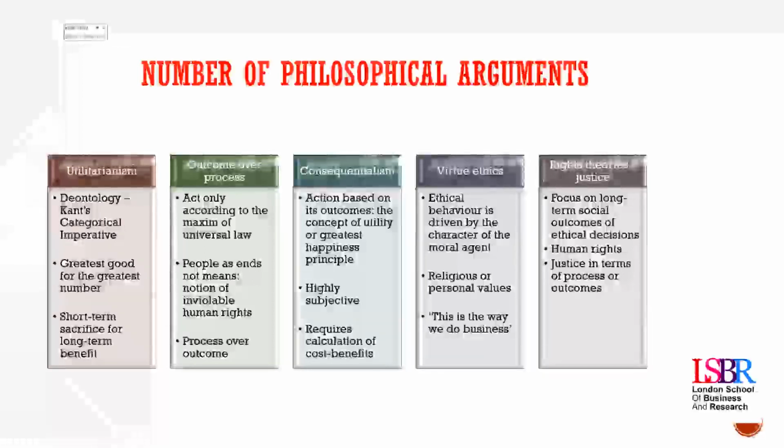Consequentialism. This is something that looks at how actions are judged based on outcomes. The concept of utility, or the greater happiness principle, ties together utilitarianism, but we're looking at the consequences of achieving that. It's a highly subjective measure because it requires what's called a cost-benefit analysis. This tends to be done mostly by government or policymakers.